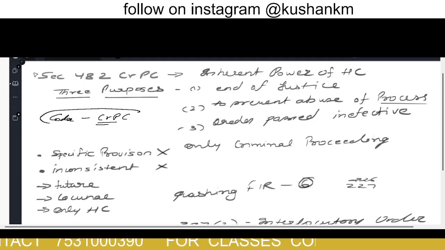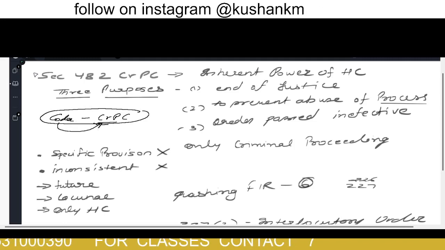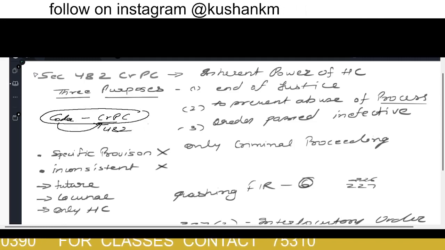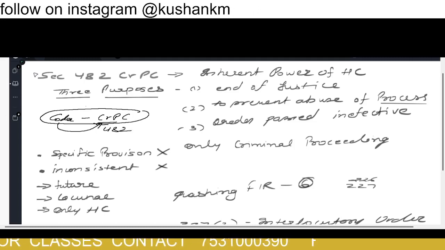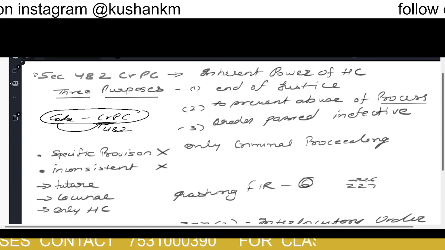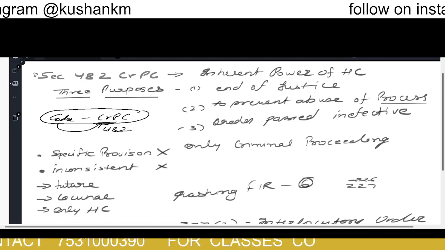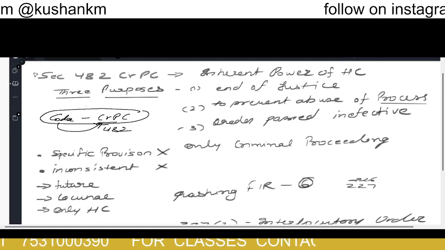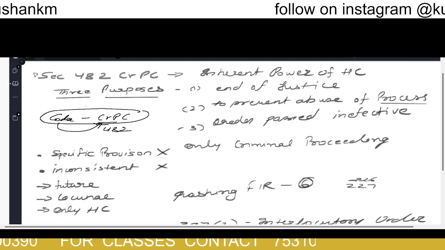So the entire code is not going to limit the power of section 482 or the power allotted to High Court by section 482. So the first line is that nothing in this code shall be deemed to limit or affect the inherent power of the High Court. Now this is clear that the whole CrPC is not going to affect or in any way limit the power of High Court which has been allotted to High Court through section 482.